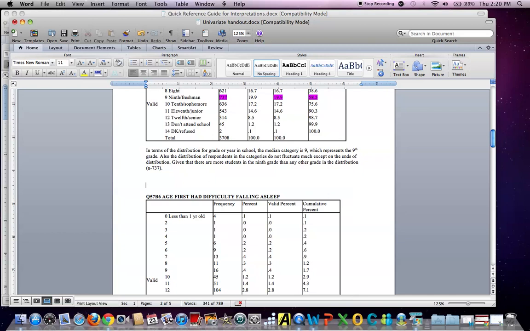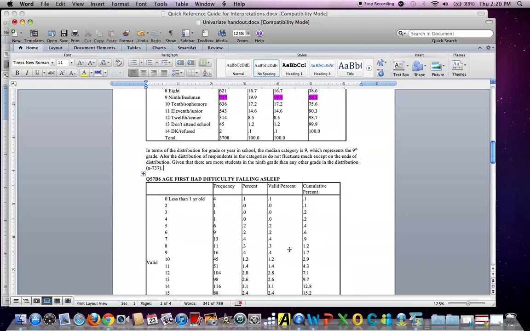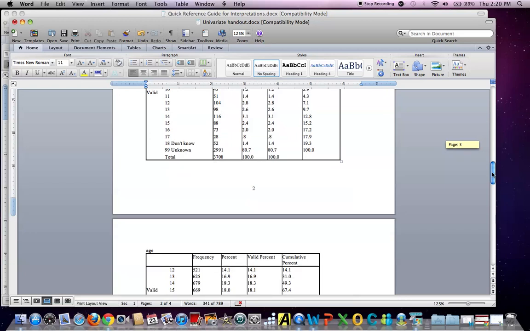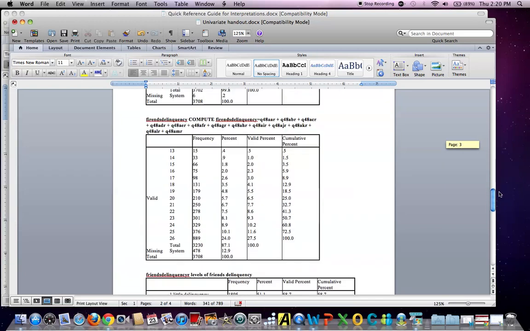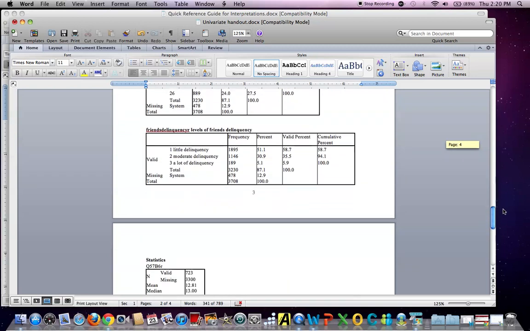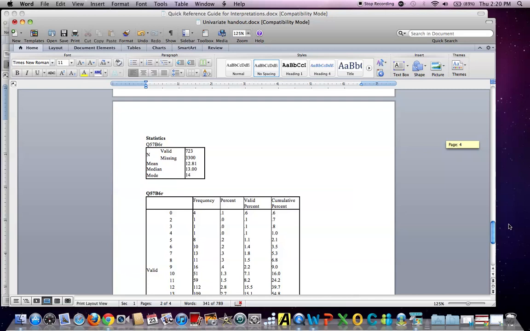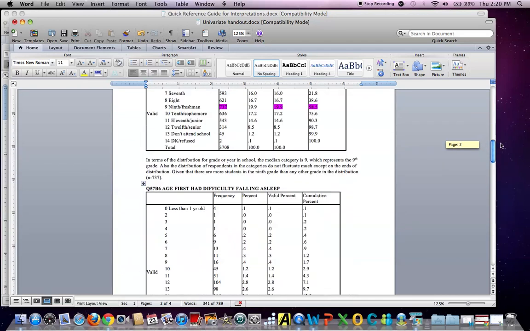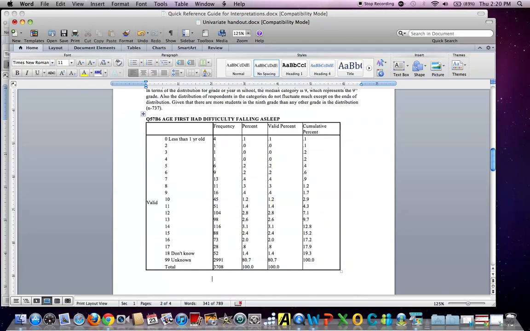Age first had difficulty sleeping. Let's see. Age first had difficulty sleeping. Okay. This would be a ratio level of measure because we actually have a true zero. Alright, in the distribution, look to see it has all numbers, and one of those numbers is a zero. So this is a ratio level of measure.